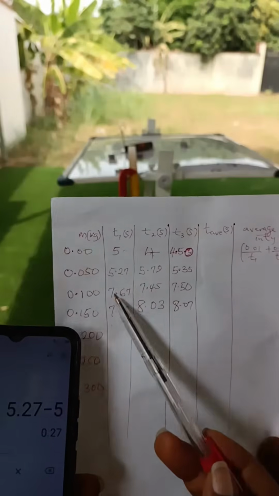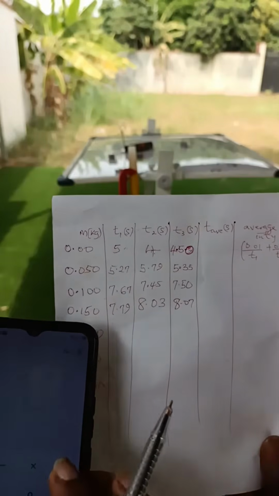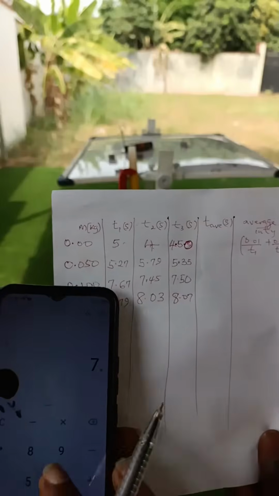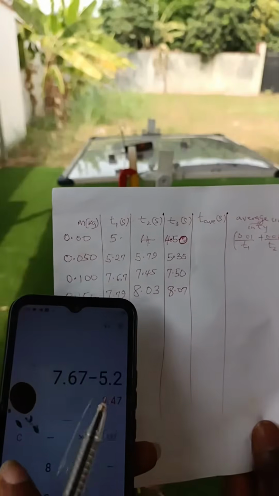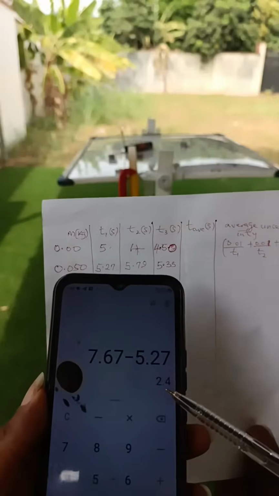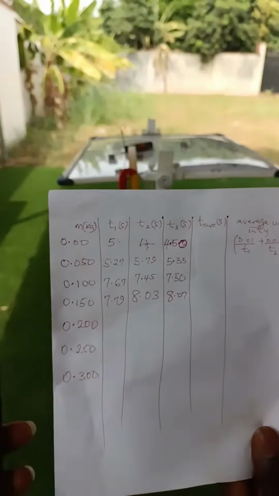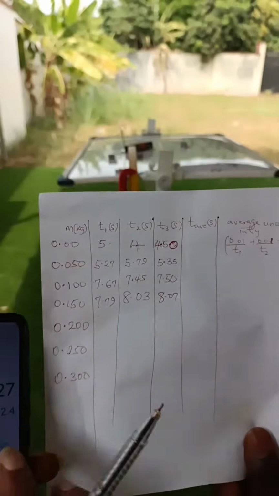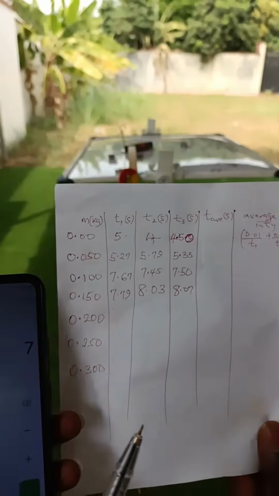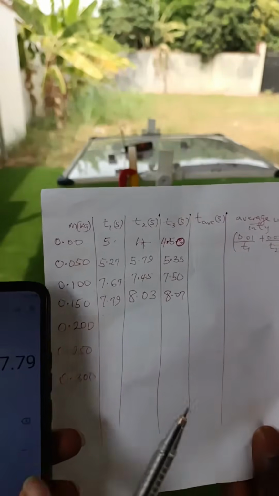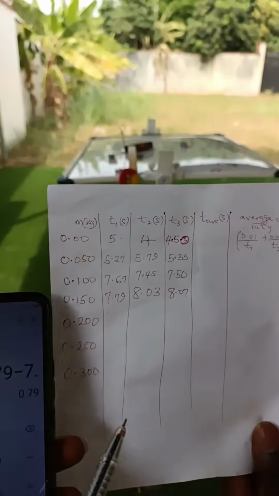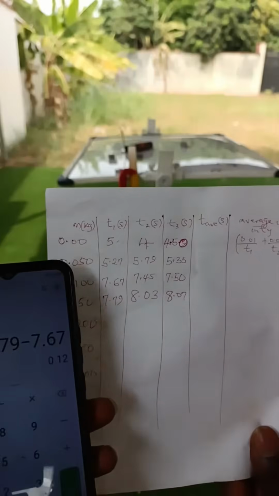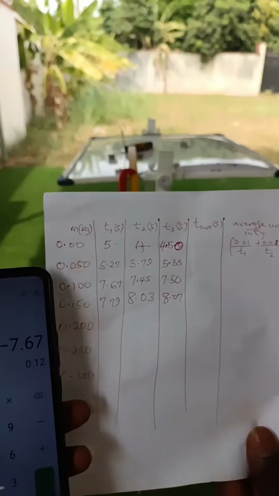This next one rather, 7.67. 7.67 minus the one above, 5.27. That is about 2.4. Then if you work on this one, 7.79 minus the one above, 7.67, you get 0.12. Are you following, right? Yes.